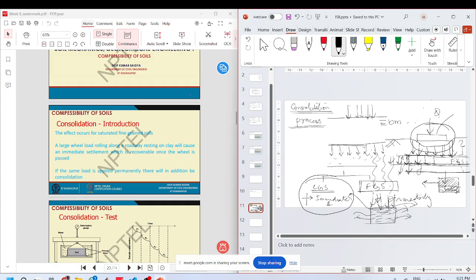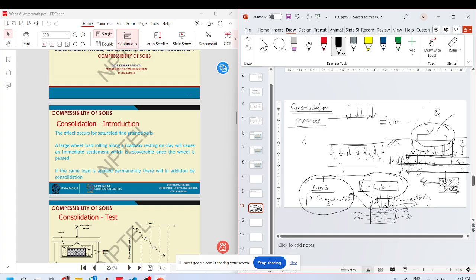So this water will flow out of these pores. And because the permeability is very low, it takes some time for the water to flow out, and that is why this becomes a time dependent process. It takes some time for this consolidation to take place.